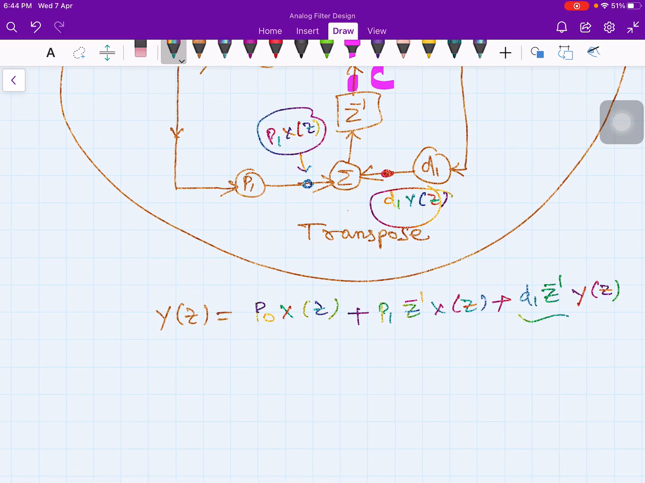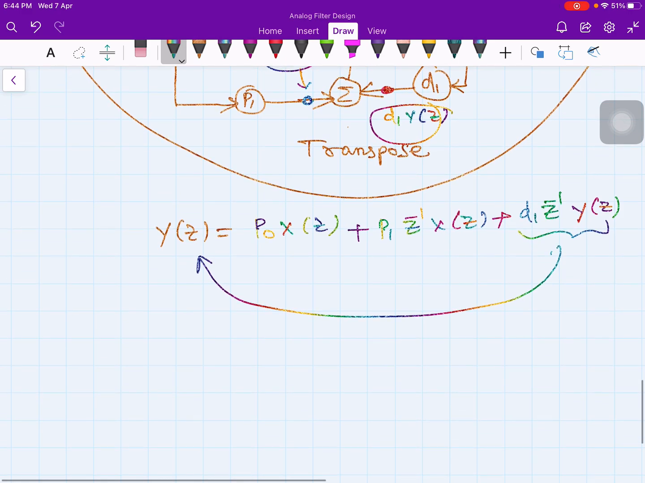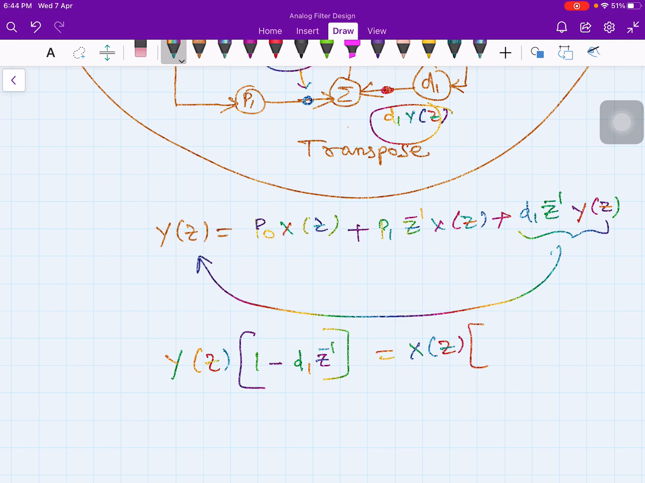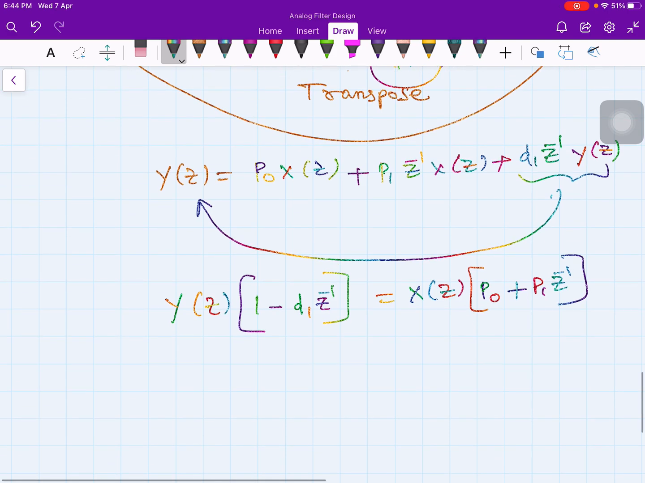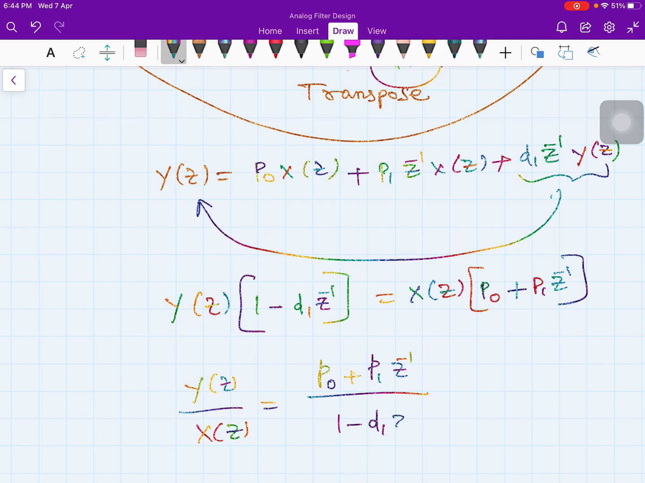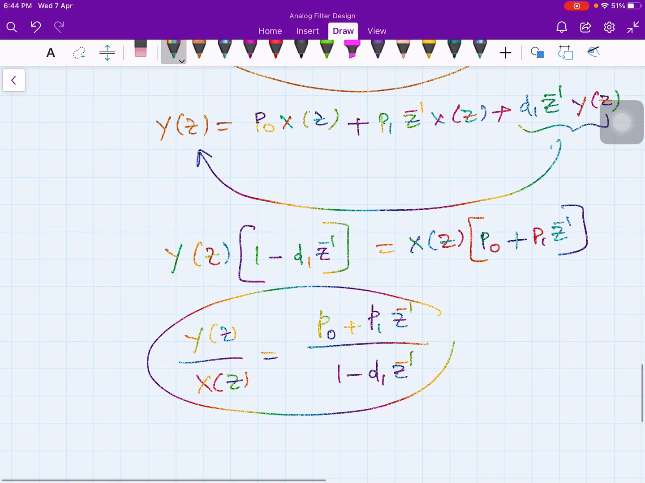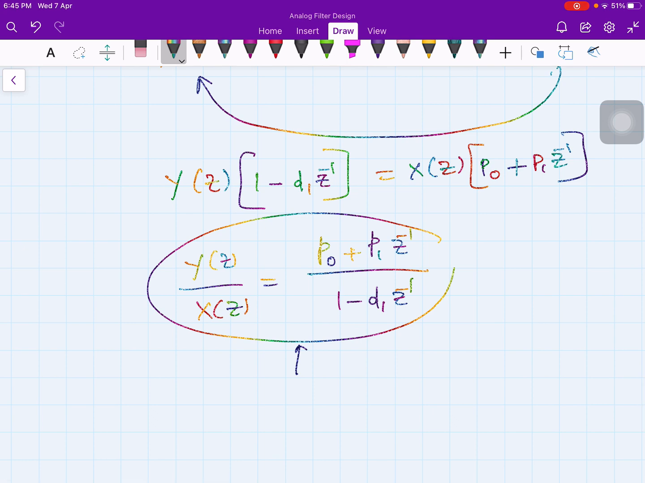Now if I take this term to the left hand side, then Y(z) multiplied by 1 minus d1 z inverse is equal to, on the right hand side, you take X(z) commonly outside, so p0 plus p1 z inverse. So Y(z) divided by X(z) is equal to p0 plus p1 z inverse divided by 1 minus d1 z inverse. And this is the same that we started with, and this is in general true. Given any digital filter structure, you can always make a transposition to get an alternative structure.